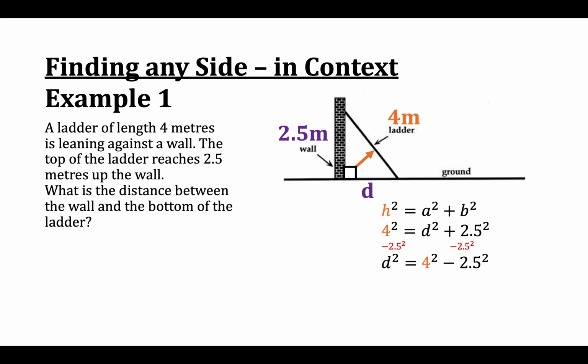giving me d squared being equal to 4 squared minus 2.5 squared. So d squared is equal to 9.75, and square rooting both sides means that d is equal to 3.12. We're working in metres, and I've rounded my answer to 2 decimal places, so I need to state that.